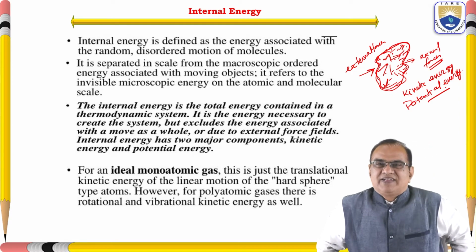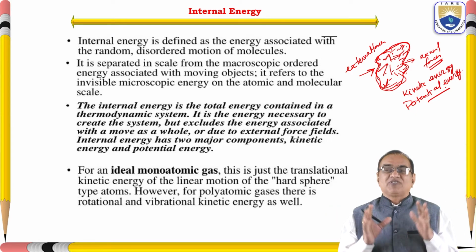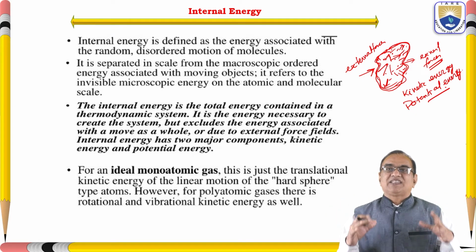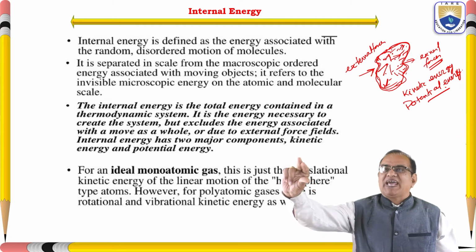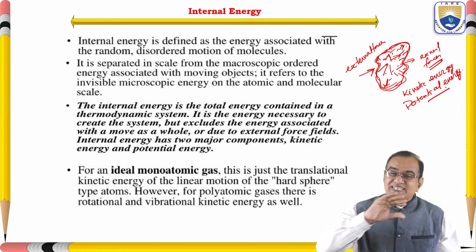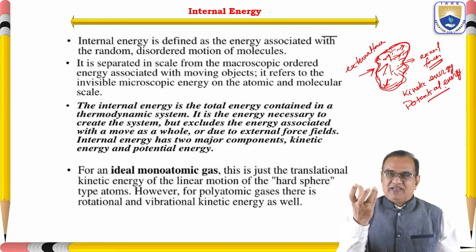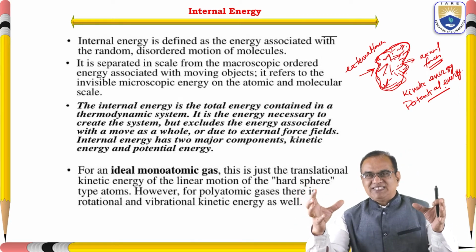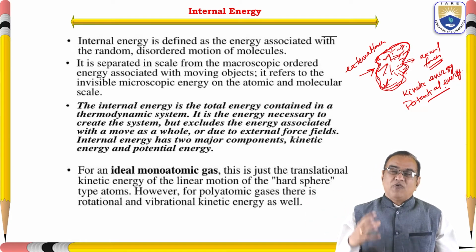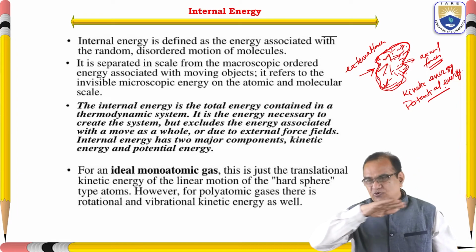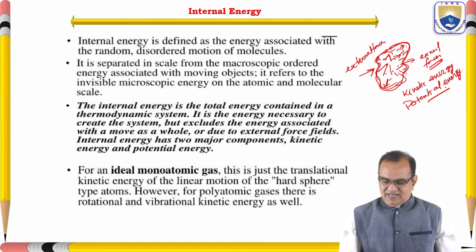If you take the monoatomic gases or the ideal gases, mostly we will be studying the ideal gases. These ideal gases are the monoatomic gases. In this, we can assume that they are moving in one direction, and the translational kinetic energy of the linear motion of one sphere. If this sphere is moving, how much energy it is carrying, that energy is called the internal energy. So only kinetic energy, if it is unidirectional and at the same altitude, only kinetic energy we can assume.